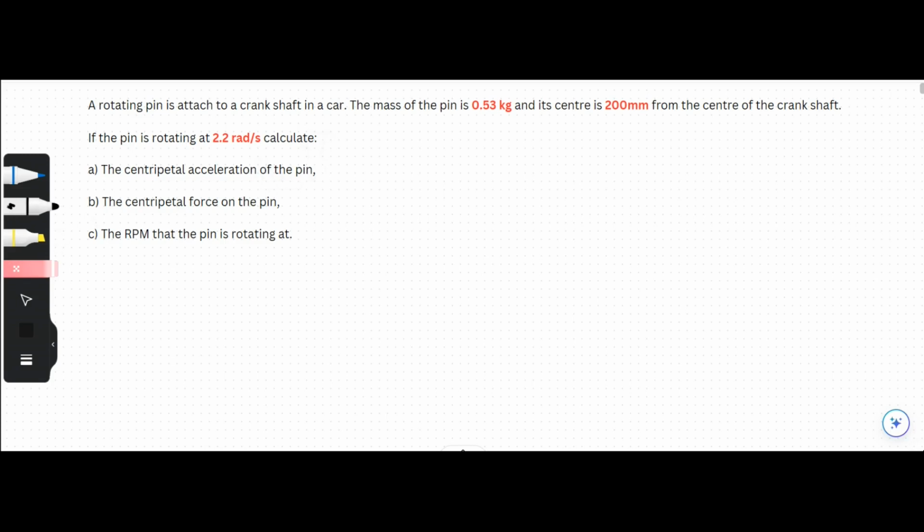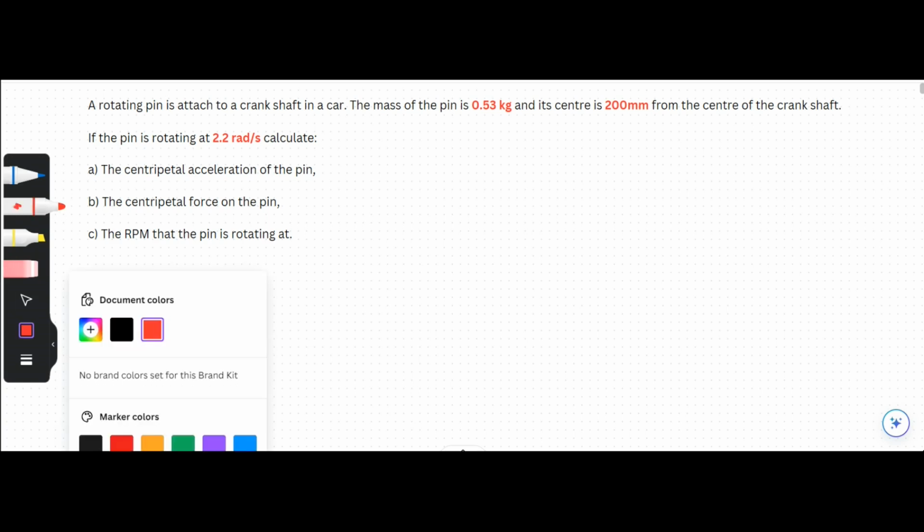So this question is about, let's get a pen. What color do you want? This color is this pen.